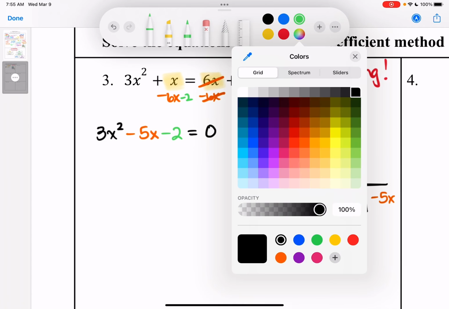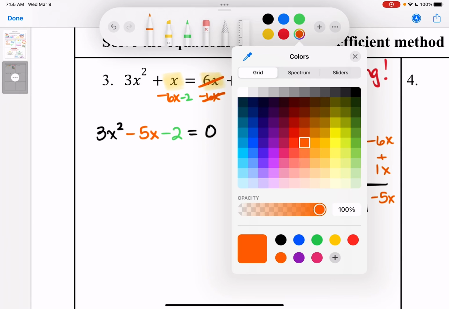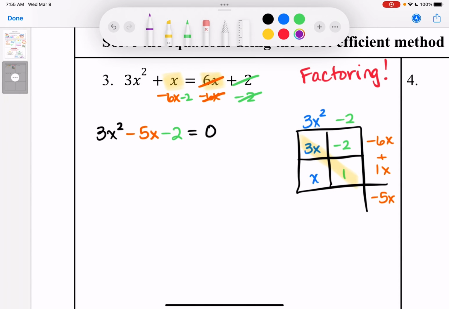When I multiply across here, 3x times negative 2 gives me negative 6x. x times 1 gives me positive 1x. Negative 6x plus 1x gives me negative 5x, so it does work. All right, so my parentheses, again, are my diagonals. The first one will be 3x plus 1. And my second one will be the other diagonal, which is x minus 2.